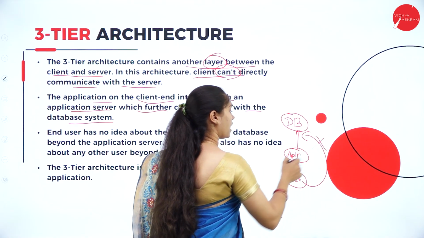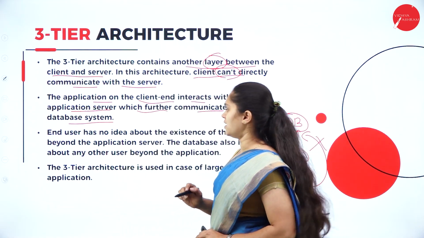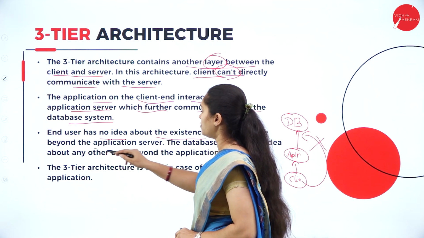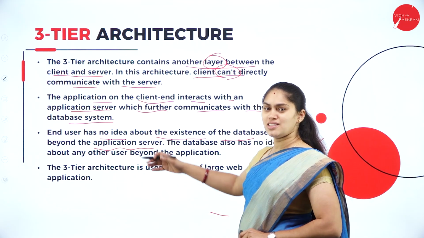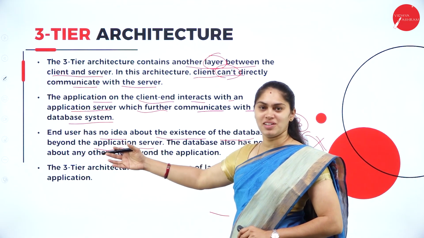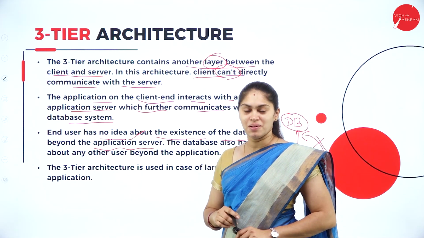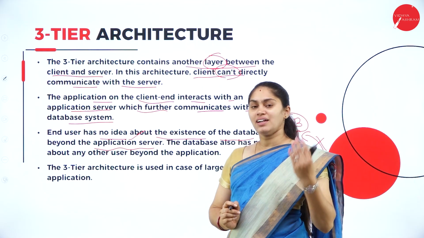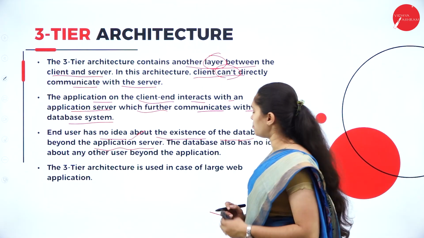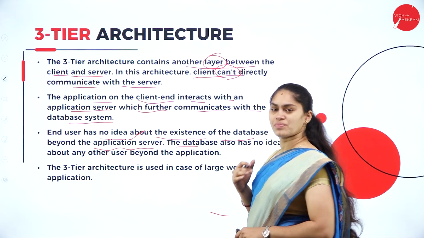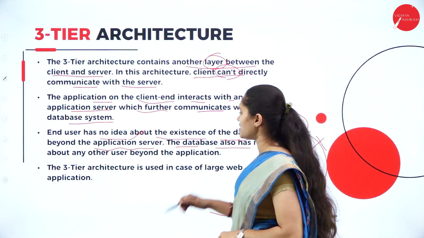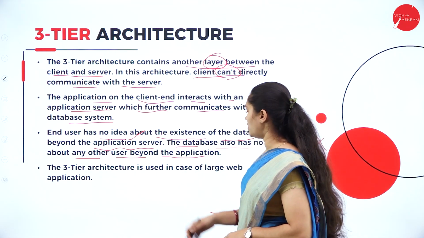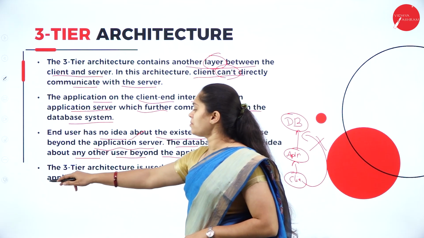The client directly cannot communicate with the database here, so the end user has no idea about the existence of the database beyond the application server. They are hiding all this information, and that is what data abstraction is here. We don't know what we have behind that application server, and we can't access that content. So it improves efficiency and abstraction. The database also has no idea about another user beyond the application, and vice versa, so that it can be used in large web applications.